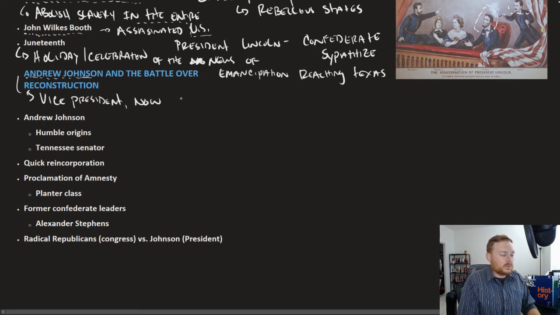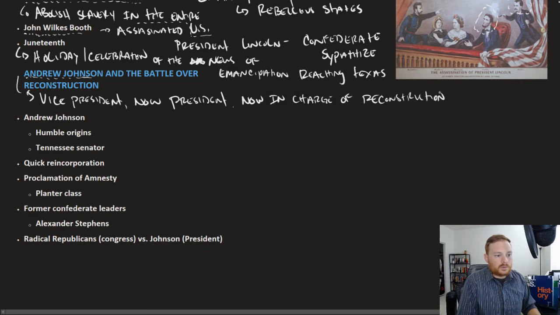Now, president, right? And now in charge of Reconstruction. Right, now in charge of Reconstruction, the process by which former Confederate states will be brought back into the Union.